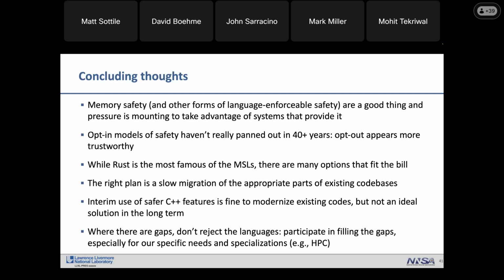I think a slow migration is the right thing to do. Don't jump right in. Don't do what the Puma team did at LLNL and just say we're going to dive right in and apply one of these immature technologies to a production code. That would be a mistake. Interim use of these safer features for existing languages is a good thing, but for the long term might not be ideal. And when you see these gaps, especially in things like HPC, don't just reject the languages outright. That's actually an opportunity.